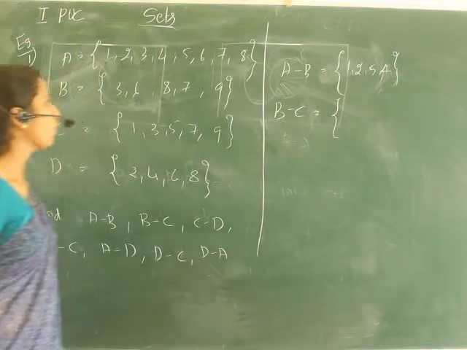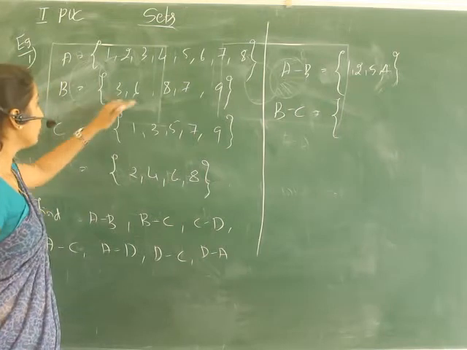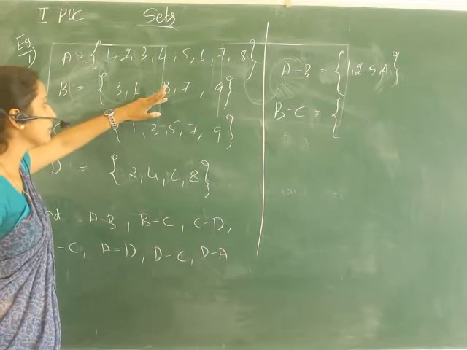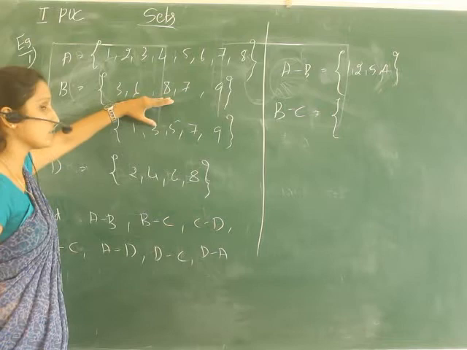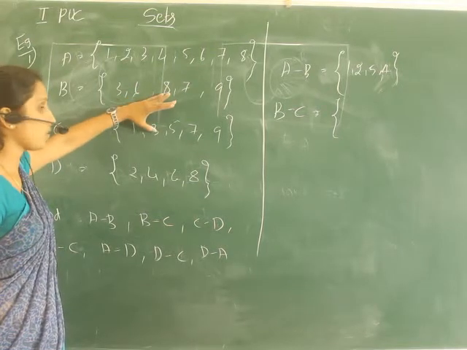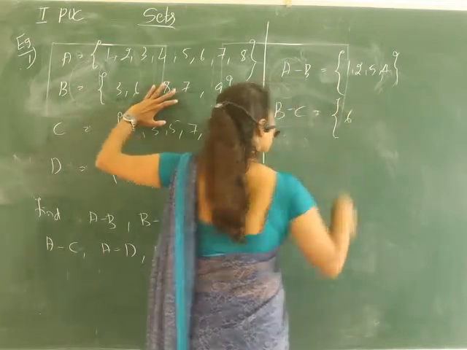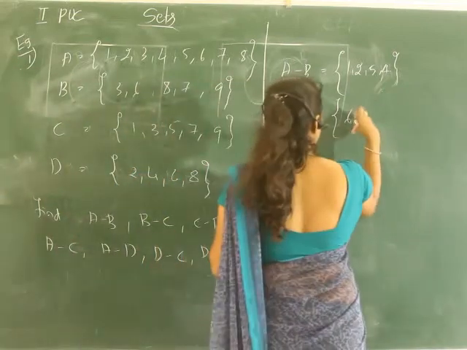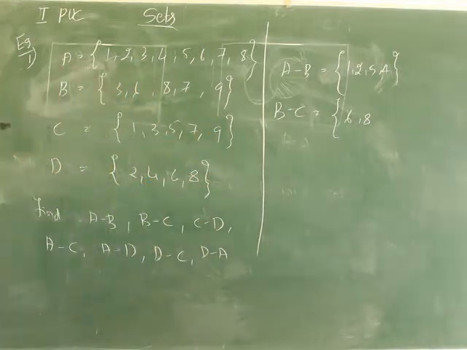What is B minus C? All elements only in B. So which are the elements present in C? We have to see the set B, and check whether the given elements are present in C or not. If I go for 3, it is present here, so I cannot include it. 6 is not present here, so I can conclude that 6 is in B minus C. Next 8 is not present here, so I can include 8. Next 7 is present here, 9 is also present here. Therefore the elements only in B are 6 and 8.